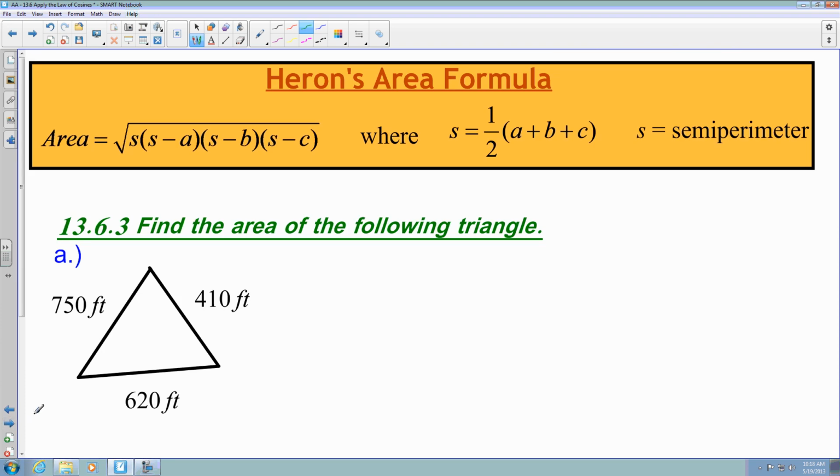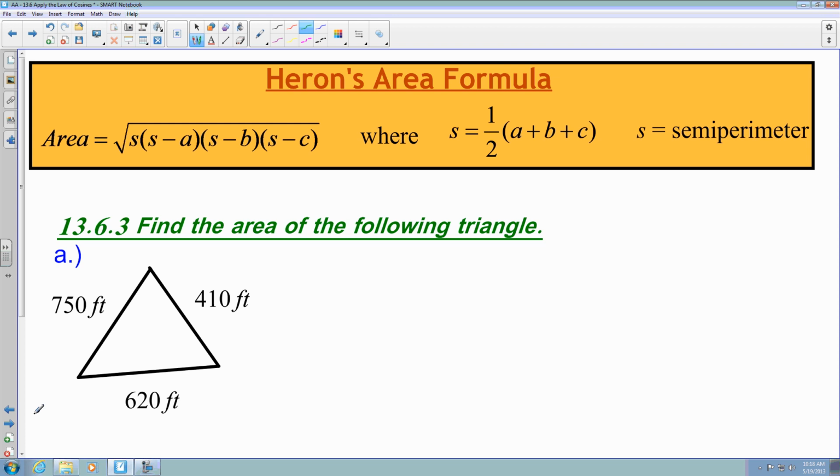Last thing we have is being able to solve what is called Heron's area formula. This is a formula that's used if we don't know what the height is and all we are given is the distances around our triangle, which we're given SSS. It's an SSS triangle. And the formula's up there. It's where you take the area equals the square root of S, the semi-perimeter, multiplied by the semi-perimeter minus the distance of A, multiplied by the semi-perimeter minus the distance of B, multiplied by the semi-perimeter minus the distance of C.